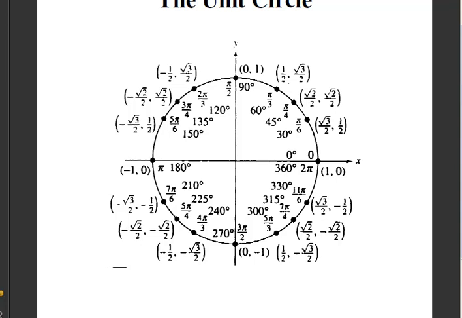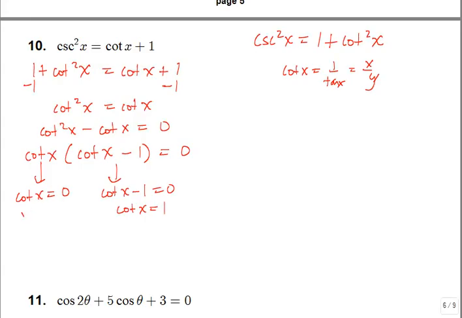So when is x, or cosine, 0? Well, that happens at pi over 2 and 3 pi over 2. So if we do x divided by y, both of those are going to be zeros. So this factor here has as its solution pi over 2 and 3 pi over 2. Now we need to know where cotangent is going to equal 1. So we need to know where x divided by y is going to equal 1. And that's only going to happen if x and y are the same.